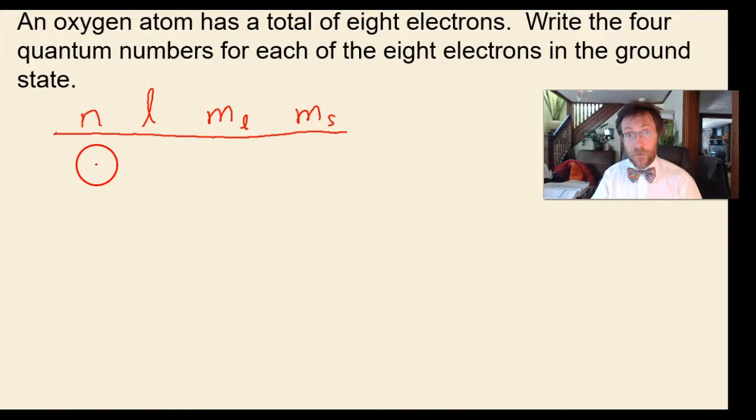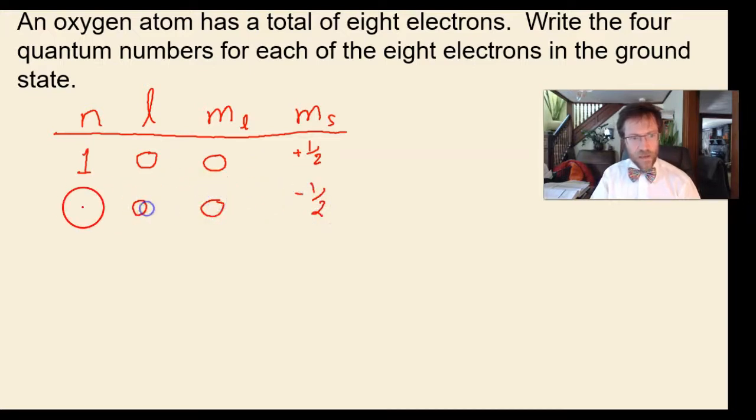Okay, so let's start with the first energy level. N equals 1. The L will always be 0, and then m sub L is just 0. And then my m sub S is plus 1/2. And then we have the same thing, only with negative. So remember, this is what happens for the one with the opposite spin.